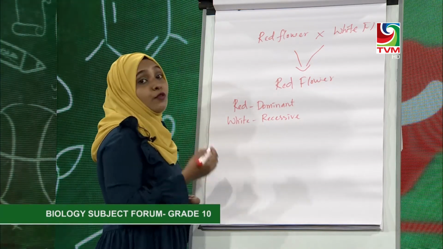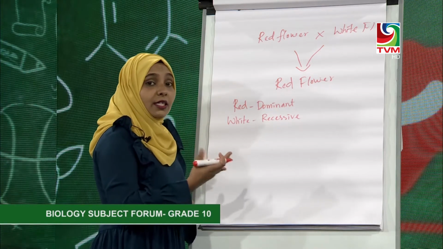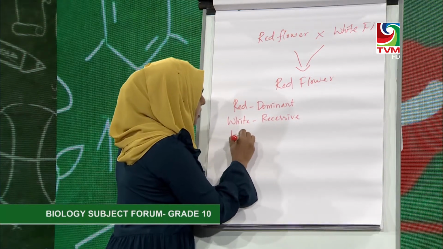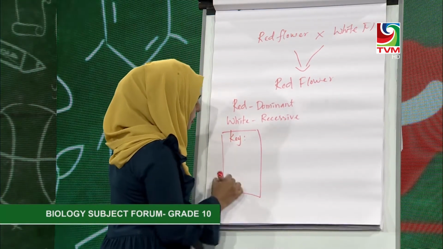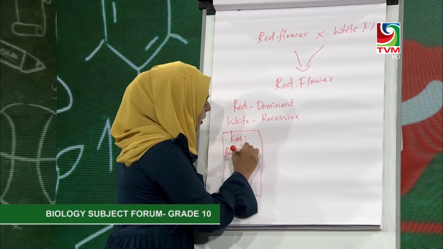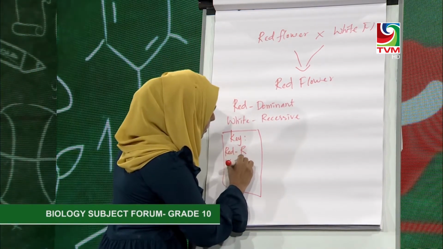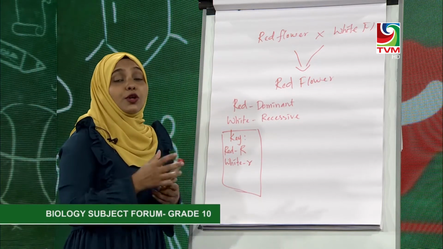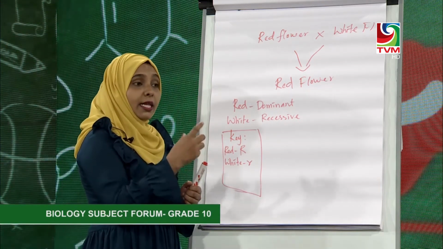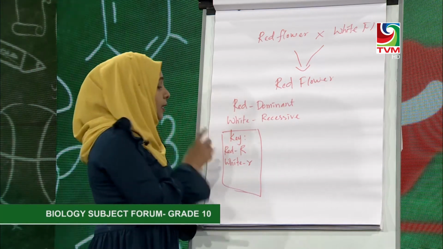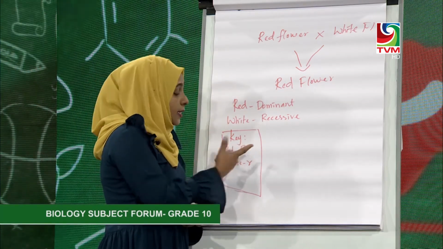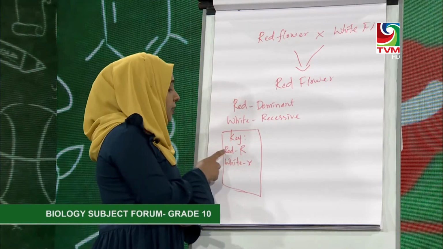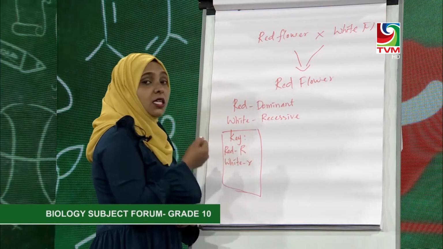The rule is that for the dominant trait, we should use a capital letter. Let's use a key: capital R as red, and simple r as white. We can't take W here because this is the rule of monohybrid inheritance. We have to use the same letter, uppercase and lowercase. If it is dominant, we use the capital letter; if it is recessive, we use the same letter in its simple form. So here, red is capital R, and white is the simple r.